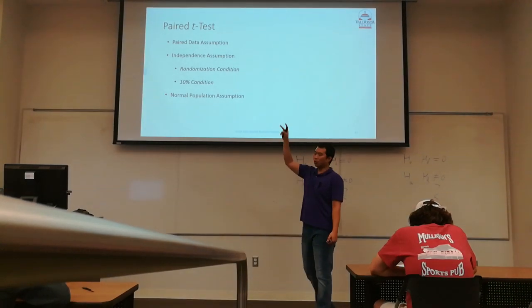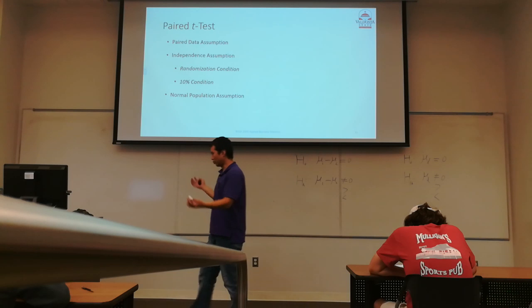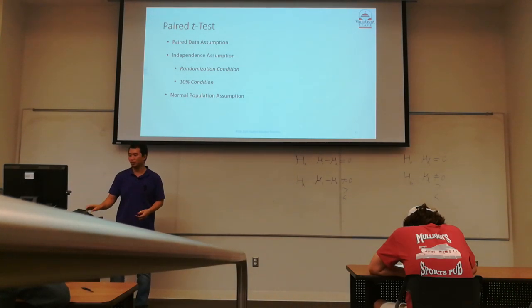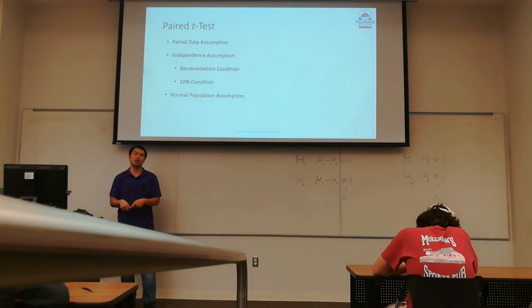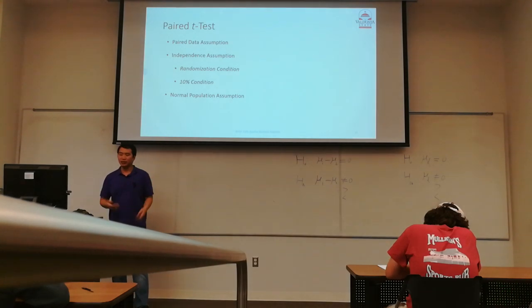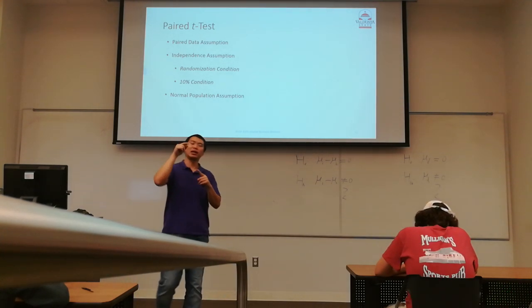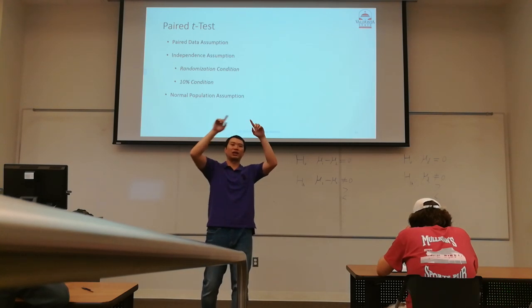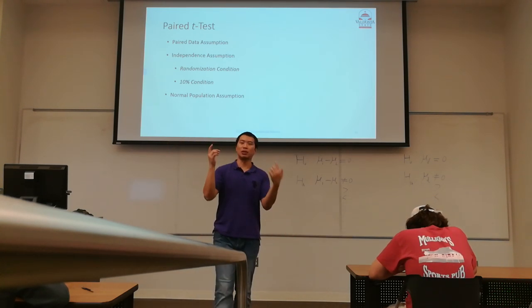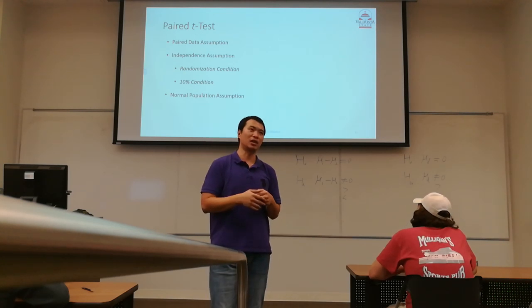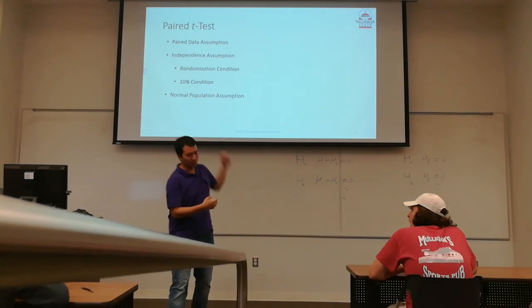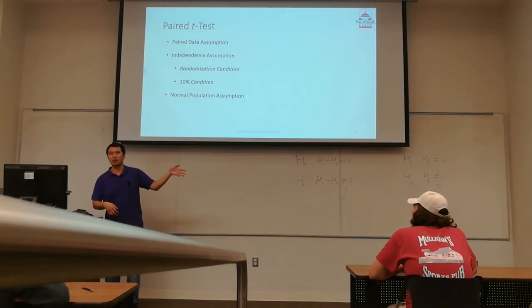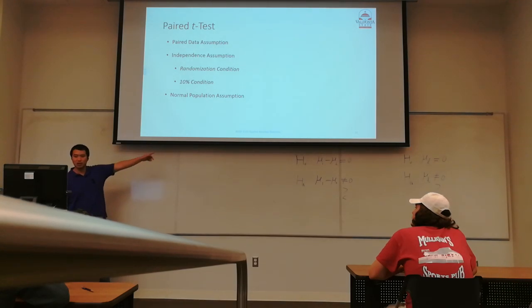And two more assumptions, the independence assumption and the normality assumption, that we already discussed in the previous chapter. So we have to randomly select our sample. The sample size cannot be more than 10% of your population. And if the sample size is small, like less than 15, we have to make sure the population data is normally distributed. If our sample size is large enough, say greater than 40, we don't have to worry about that. Those are the assumptions that we discussed in the previous chapter, so we don't have to spend time on this slide.